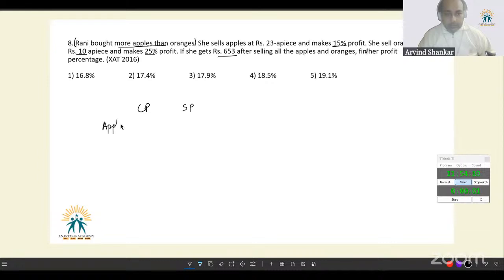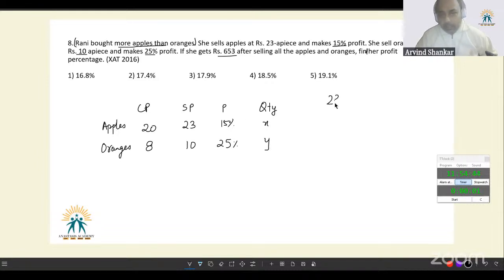Okay. So we have CP, SP, apples and oranges. If the SP is 23 and profit is 15%, you can backwards calculate CP would be 20. Here if SP is 10 and profit is 25%, backwards calculate again, CP will be 8. I have no idea about their quantities. This is X, this is Y. But what we know is 23 times X plus 10 times Y is equal to 653.